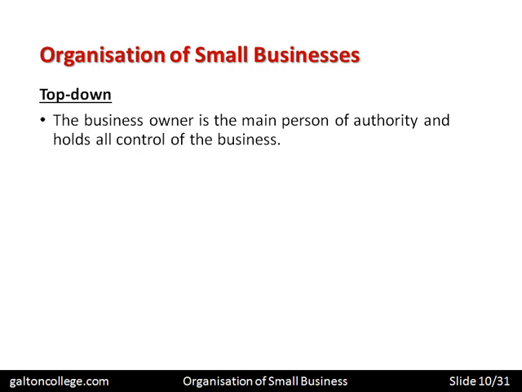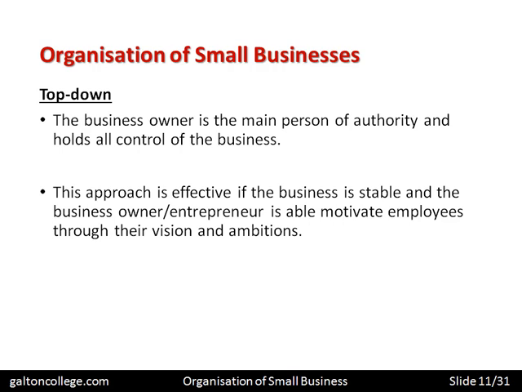The owner of the business is involved with the business, and the owner is the manager, and therefore all authority resides with the owner. So the owner decides what will happen, what will be done, how it will be done, when it will be finished, the quality to which they work. So it's a top-down structure, generally speaking. This approach is effective if the business is stable and the business owner or entrepreneur is able to motivate employees through their vision and ambitions.